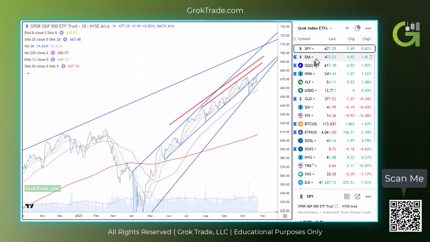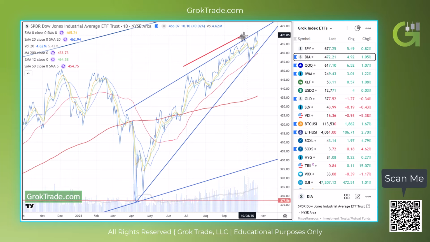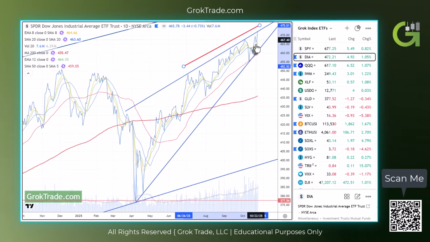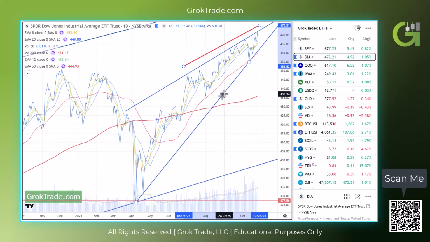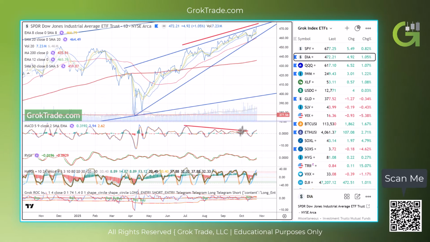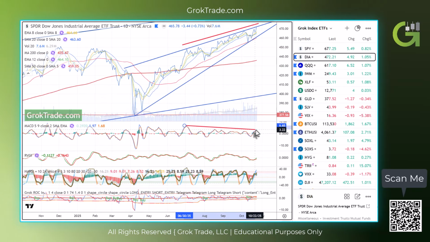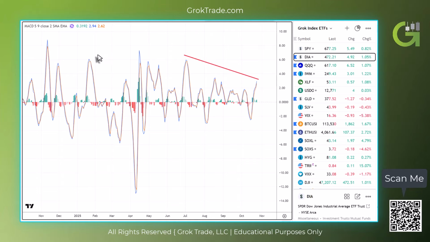Now, if I go over here to the diamonds and take a look at this, we're right at resistance on the Dow 30. Right at resistance. We have a rising wedge, which is a bearish trend reversal pattern, at resistance with the red line. That means we have a bearish divergence. Do you see the bearish divergence coming across here? So the question is, is this line going lower? If I double click this, you can see that it's definitely going lower here.